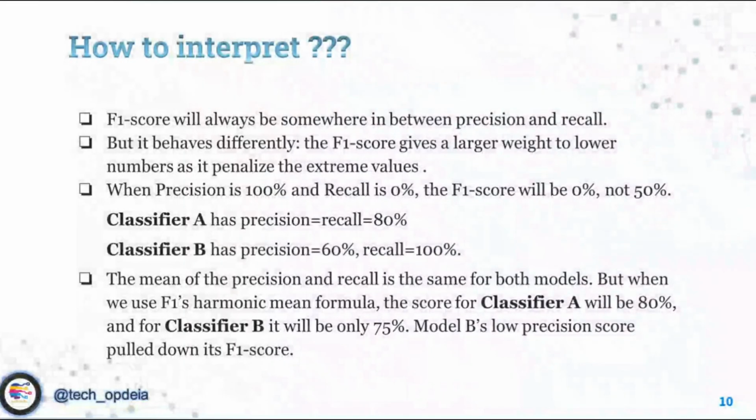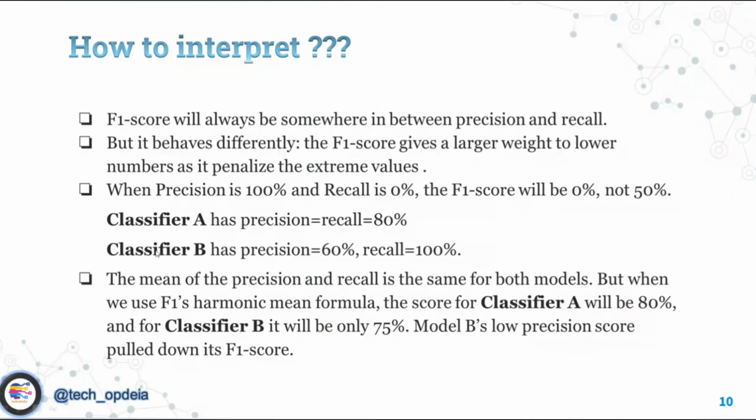Let us see how to interpret it. F1 score will always be somewhere in between precision and recall, but it behaves differently. F1 score gives a larger weight to lower numbers as it penalizes the extreme values. When precision is 100 and recall is 0, F1 score will be 0, as it focuses more on false negative and false positive, and not 50%.